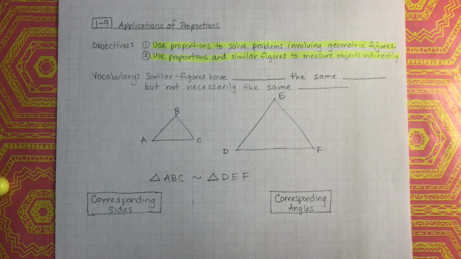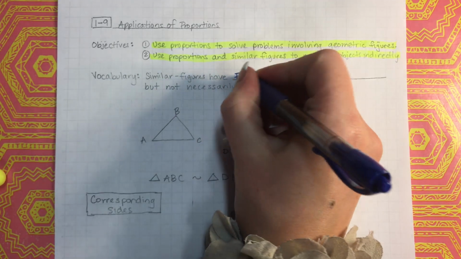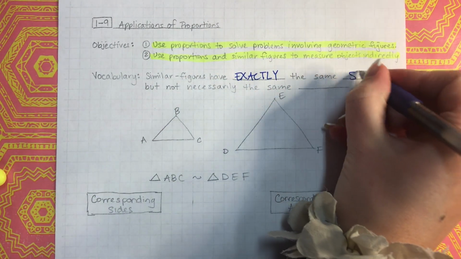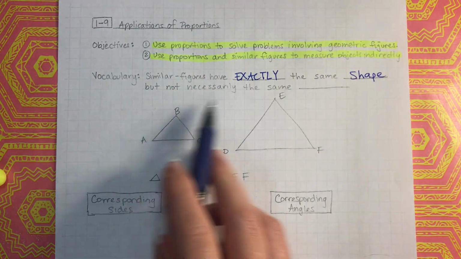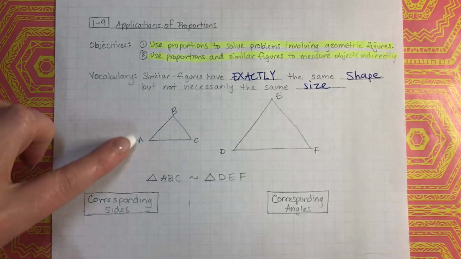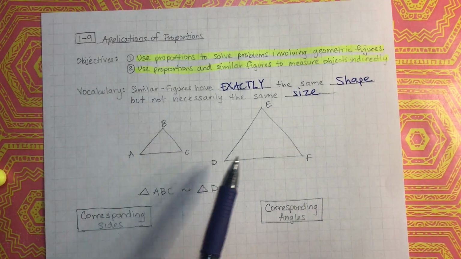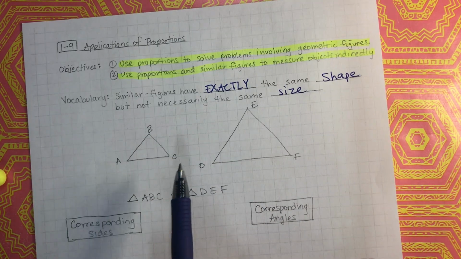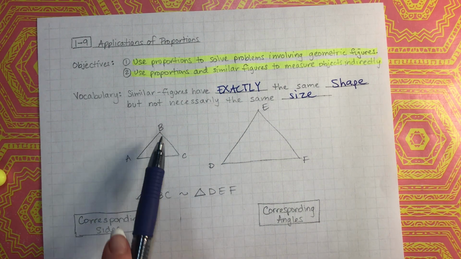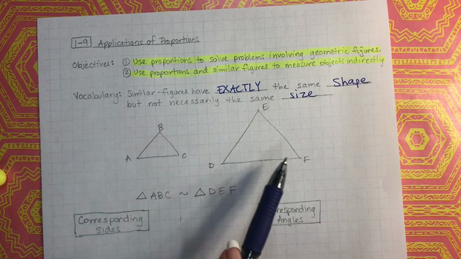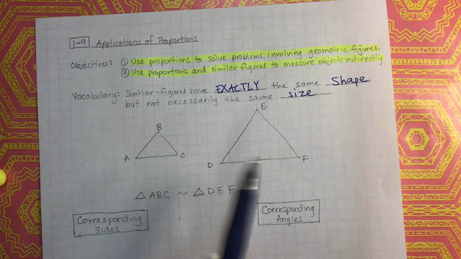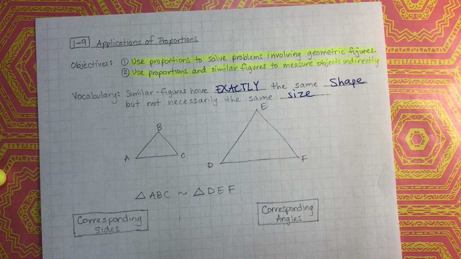And similar figures have exactly the same shape, but not necessarily the same size. So if you look here at this triangle ABC and triangle DEF, they have the same shape, but they don't have the same size. It's almost like this one right here is a shrunken down version of this one here, or this one is a blown up version of this. So they're the same shape, but they're not the same size.